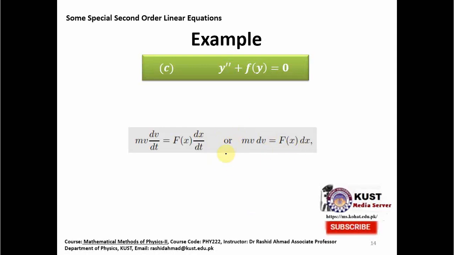So you have seen in the third case that if the first derivative is missing, then what we do is simply multiply the equation with the first derivative, and then integration gives us the final solution.